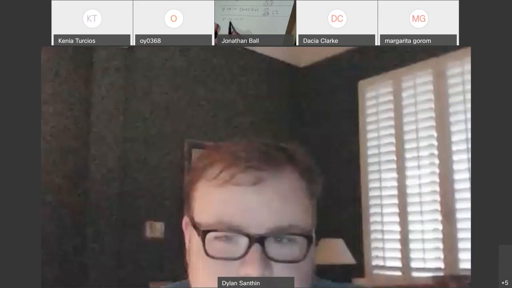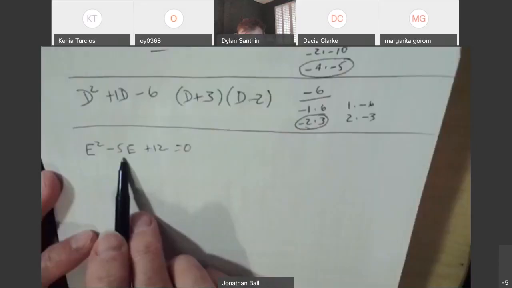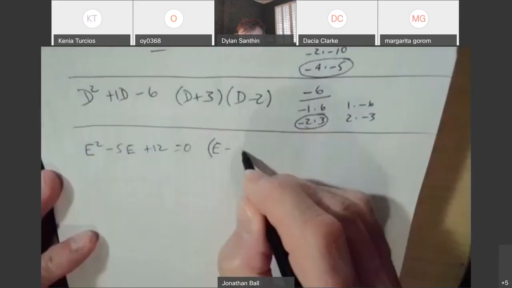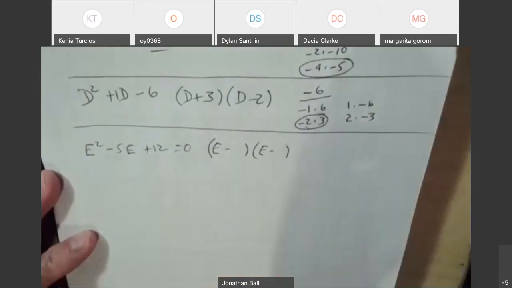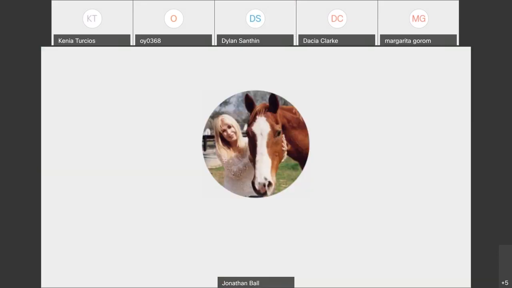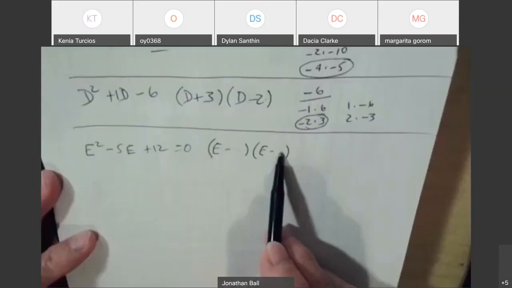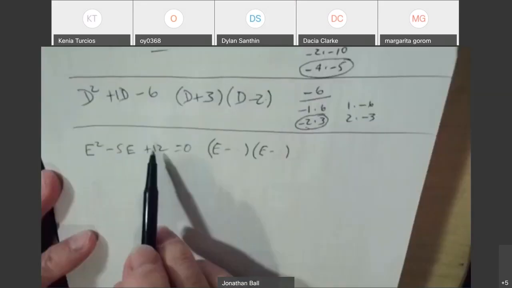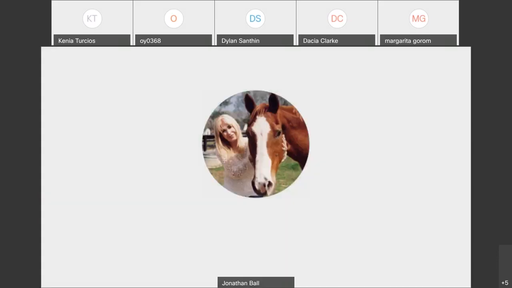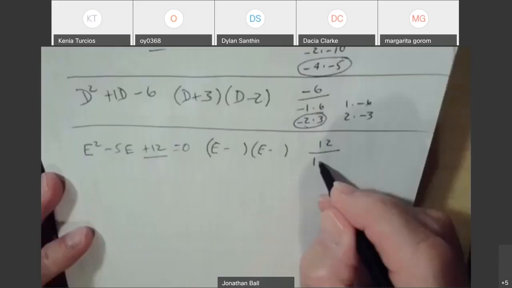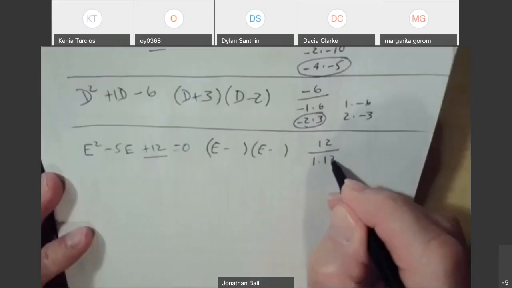Okay, for the linear term to be negative and the constant to be positive, we're going to have e minus something and e minus something because, again, the last thing we do when we do distributive property is this one times this one, and a negative times a negative is a positive. So we want the factors of 12 that combine together to give us 5. 1 times 12, 2 times 6, 3 times 4. Which two add together to give us 5?